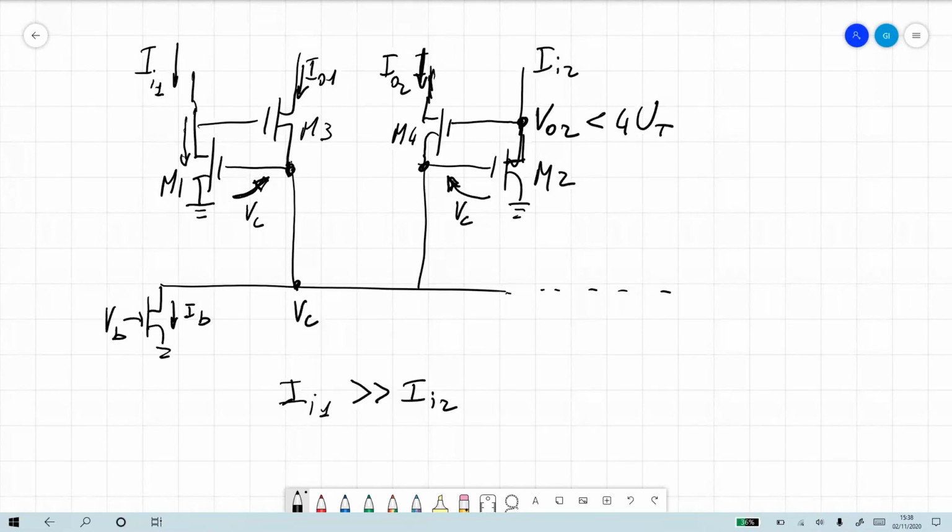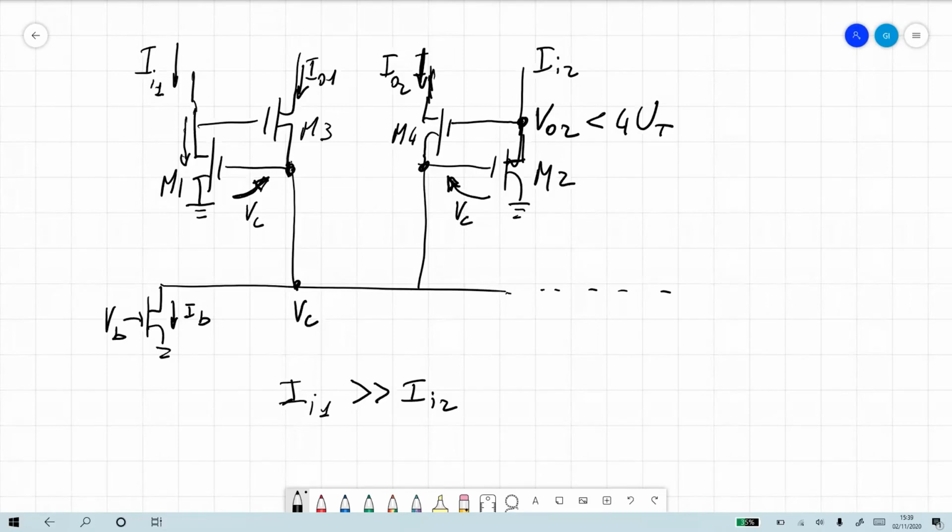Okay, now let's look at M3 and M4. We know, you told me before, that the sum of the two currents, IO1 plus IO2, has to be equal to IB. But M4 has VO2, which is less than 4 UT. It has a gate voltage which is less than 4 UT, and a source voltage which is equal to VC, which is quite large because it's the log of a large current, the log of I in 1. So M4 is essentially completely switched off. The gate to source voltage actually could even be negative.